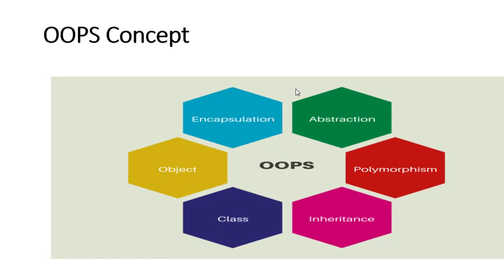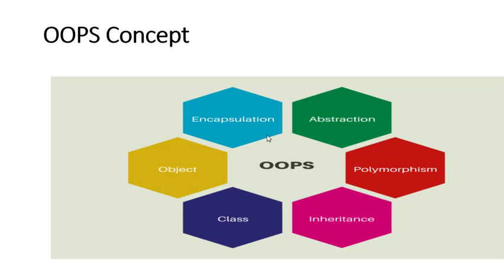Now let's come to the object oriented programming concepts. We will see them one by one: object, class, encapsulation, abstraction, polymorphism, inheritance. An object is represented as memory. A class is a collection of objects with similar types of data and methods.